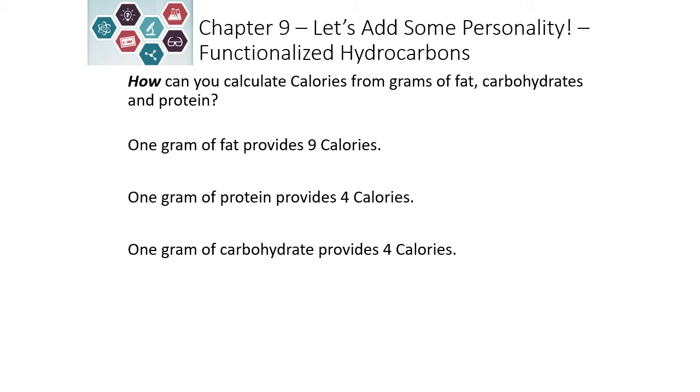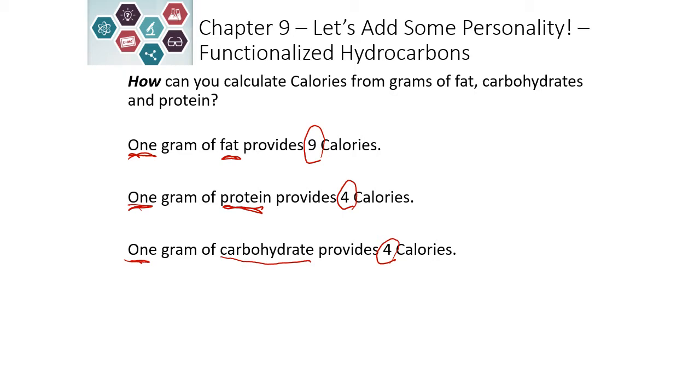So when we look at the different types of molecules, fats provide us with 9 calories for 1 gram of fat. If we have protein, it provides 4 calories for 1 gram of protein, and carbohydrates give us 4 calories for 1 gram of carbohydrates. So we refer to this as 9-4-4. Okay? 9 calories from fat, 4 from protein, and 4 from carbohydrates.